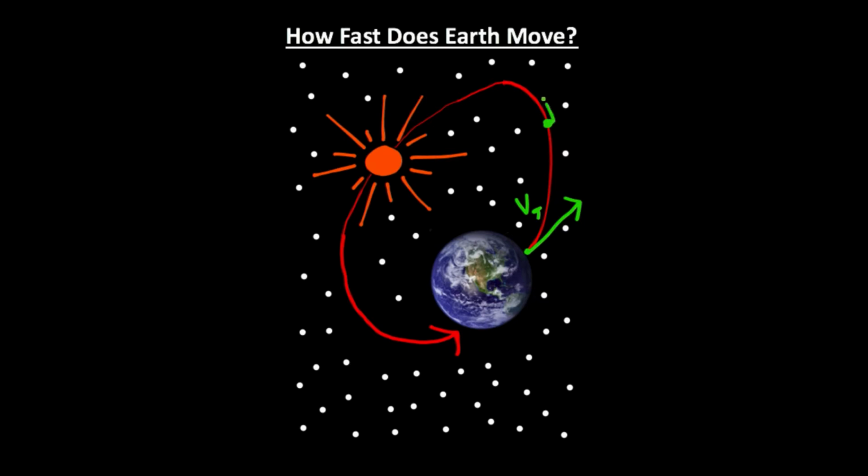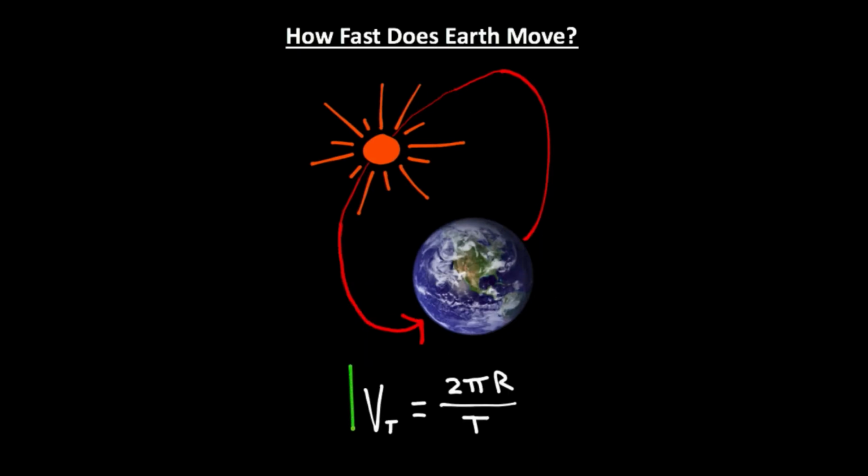But if Earth was right here, it would point in this direction. If Earth was right here, it would point in that direction. If Earth was right here, it would point this direction. I think you get the idea. Now the way to calculate this is using this equation right here.